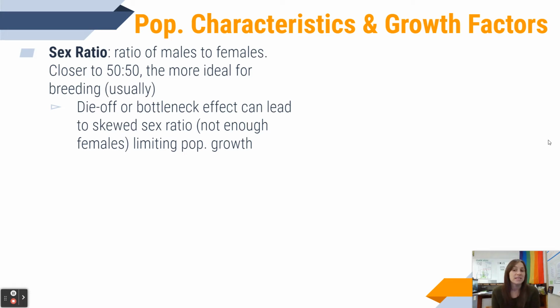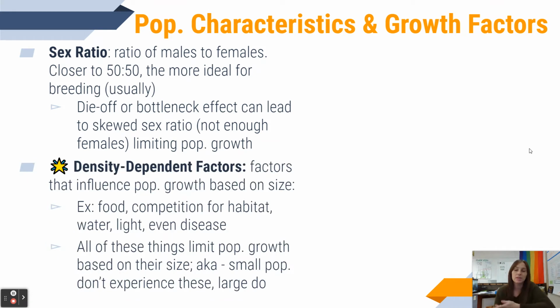Now, if we ever have a die-off or a bottleneck effect, this can lead to skewed sex ratios. Maybe there won't be enough females, which would be catastrophic because the females are the ones who tend to reproduce or bear the children. And so a skewed sex ratio is going to limit population growth, so that ideal sex ratio is going to be beneficial for population growth. And there are different factors influencing population growth based on size. It is important that you know these different types of factors. You will be asked this on the AP exam.